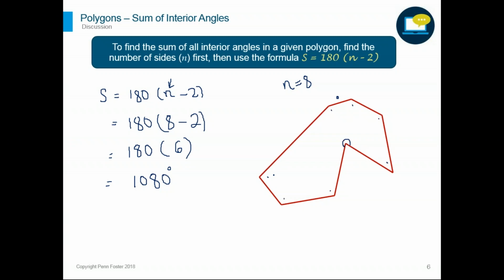Any questions? Anything that was not clear or did not make sense on that screen?